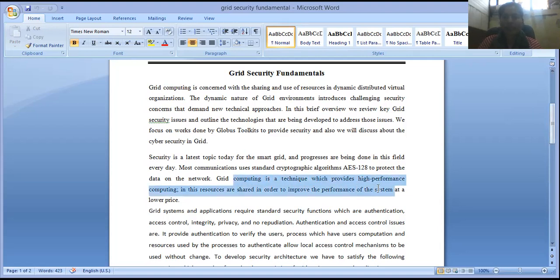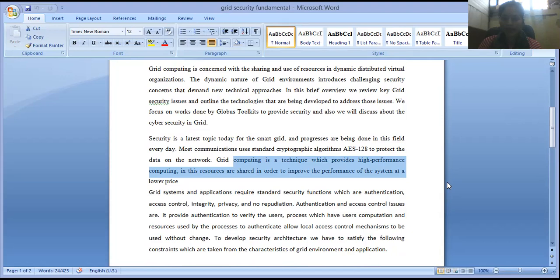Grid computing is a technique which provides high performance computing and resource sharing, in which you can easily share your resources in order to improve performance and enhance security at the low levels. Grid systems and applications require standard quality functions and also provide authentication, access control, integration of your data, checking the integrity and reliability of your data, and privacy to your data, and no redundancy, no replication of data will be situated in the web data which you are accessing.